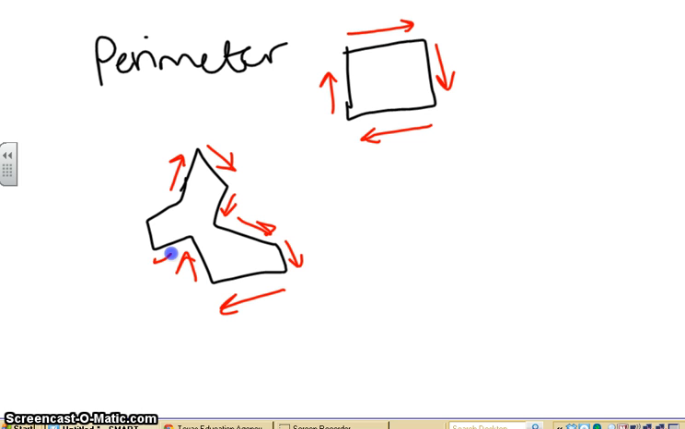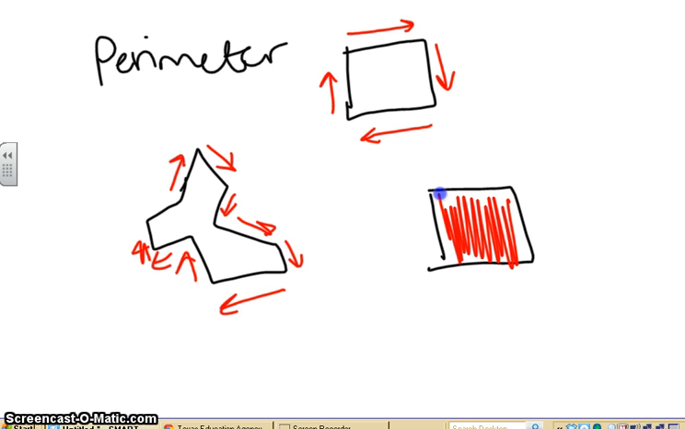Now if that's the perimeter, what's the area? Well, the area, if I draw myself another rectangle, the area is the amount of space that an object takes up, the amount of the flat space. So if I have this rectangle, all of this inside is the area. And we talked about how it's like grass on a playground, carpet in a classroom, or paint on a wall. It's everything that covers up that space.